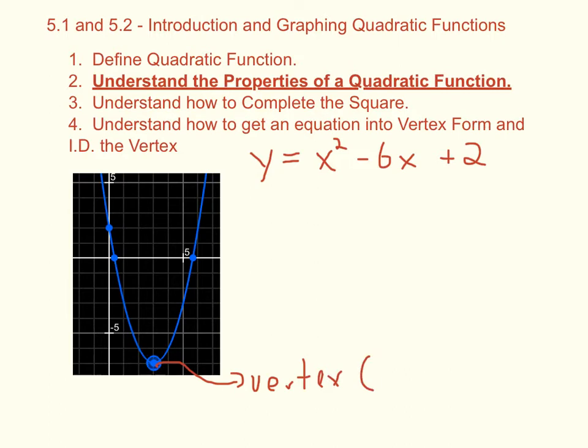And the vertex is an ordered pair. So what do we have? 1, 2, 3. So the x value is 3. The y value is -7. So that's where the vertex is.